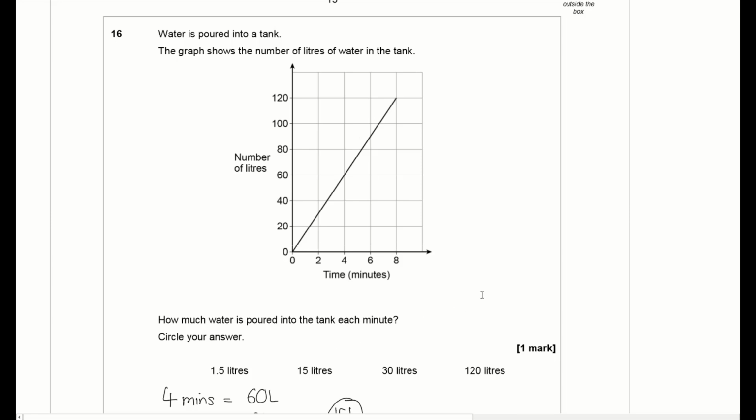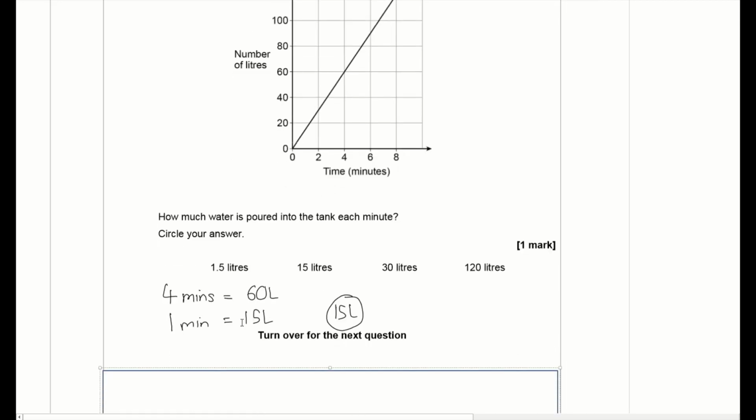Or they can ask you, what's the change in the litres for the change in the minutes, which is another way of asking for the gradient. So it's based on each minute. So in 1 minute it was 15 litres. 15 litres is the correct answer.